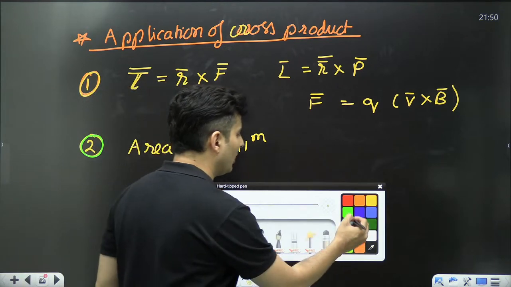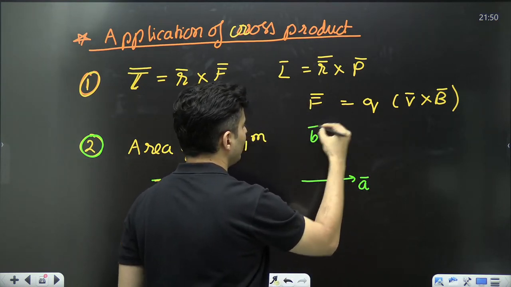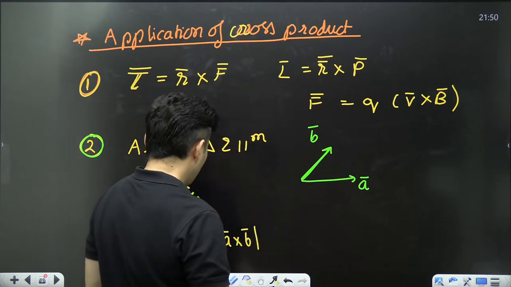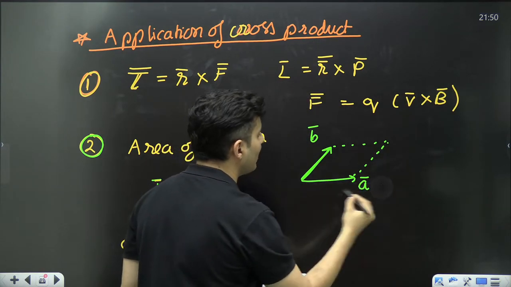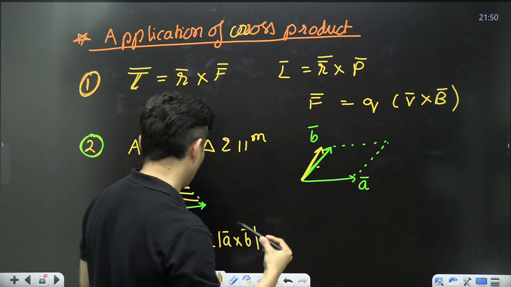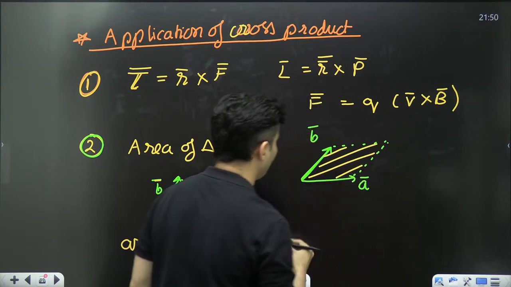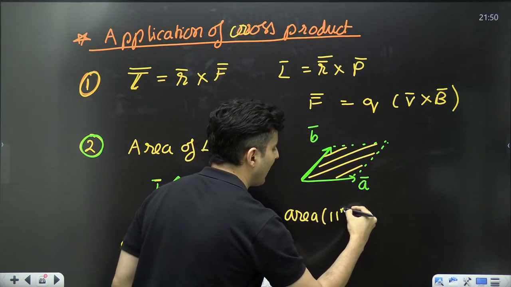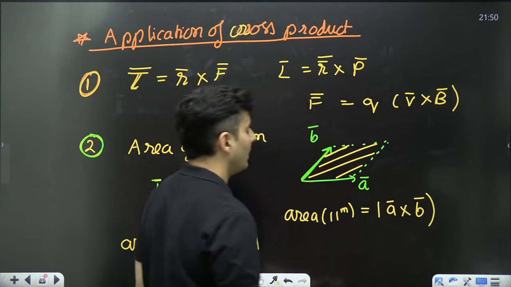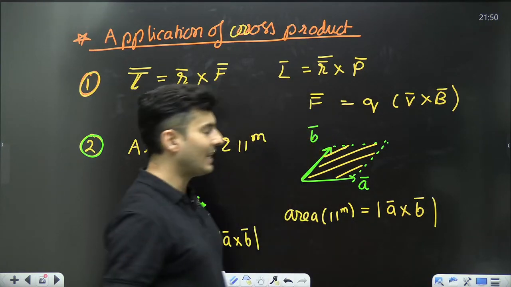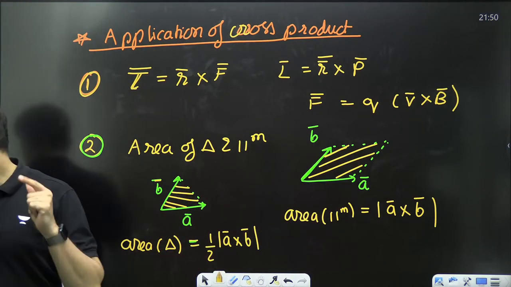The same way, you can do it for a parallelogram. If there is a vector A and a vector B, and I make a parallelogram like this, I want to find the area of this parallelogram. There is no half in this formula. It's just the modulus of A cross B. That's it. So this is the application, but this will not be asked in NEET. This is a mathematical exam. I hope this is clear.